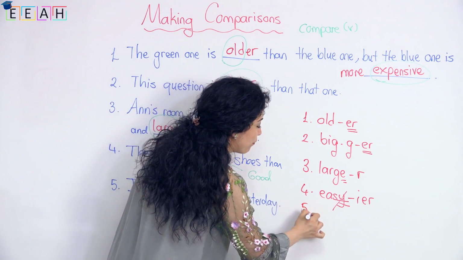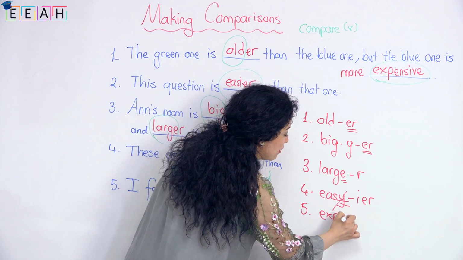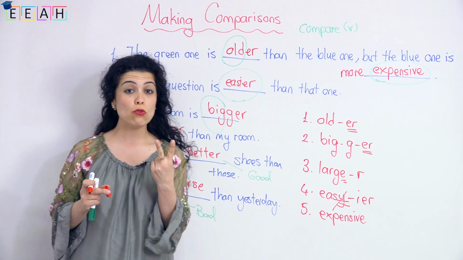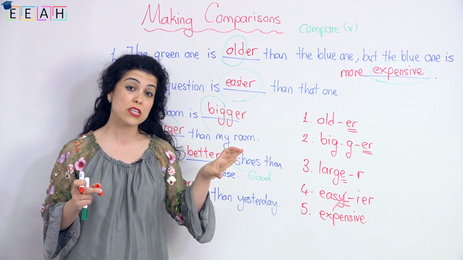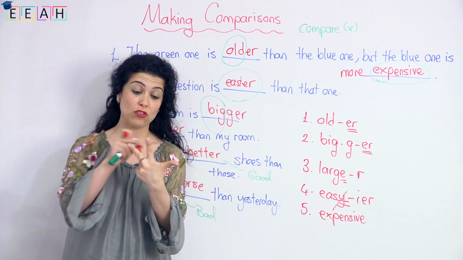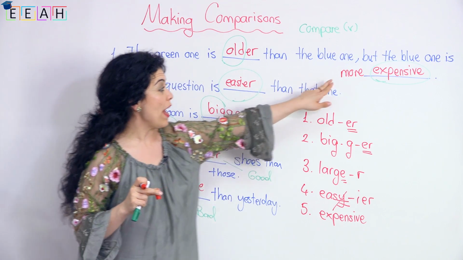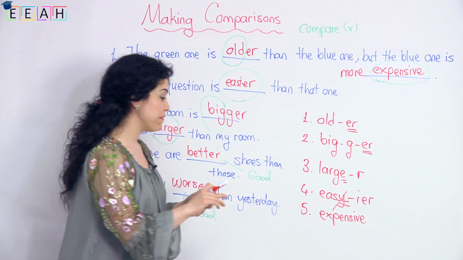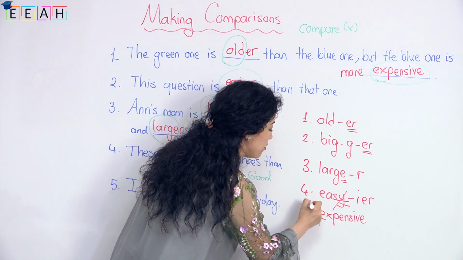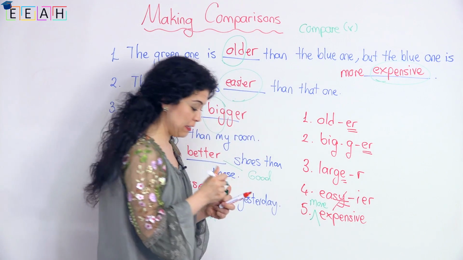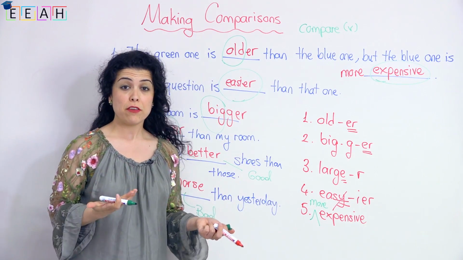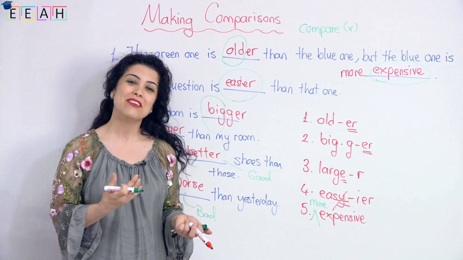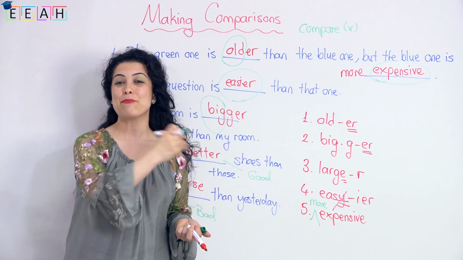Expensive. So if you have two or more syllable words, like expensive, it has got 3 syllables, you need to add more right at the beginning. More expensive. Here, more expensive. Otherwise, it's very difficult. Try to say expensiver. It's wrong and it's very difficult. So you say more expensive.